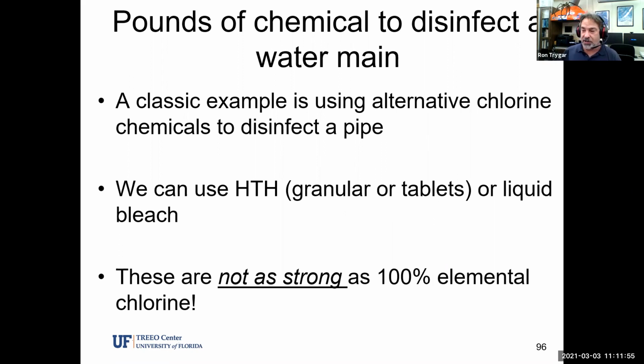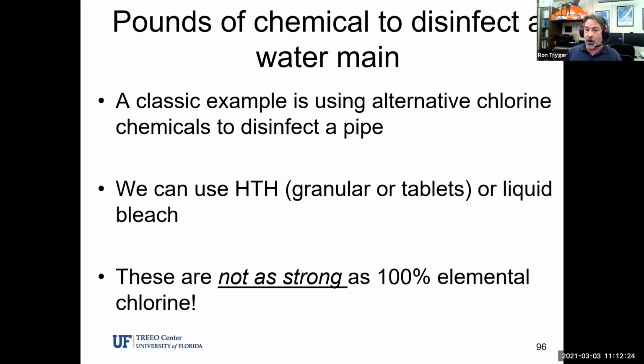So let's talk about the calcium hypochlorite and the sodium hypochlorite, which is essentially known as industrial strength bleach. A classic example for us is to disinfect a pipe. How many pounds of calcium hypochlorite might be needed to disinfect a pipeline? You know, we put a new water main in the ground, and now we have to disinfect it. So now we're going to work on how to calculate the pounds of chemical needed for that.